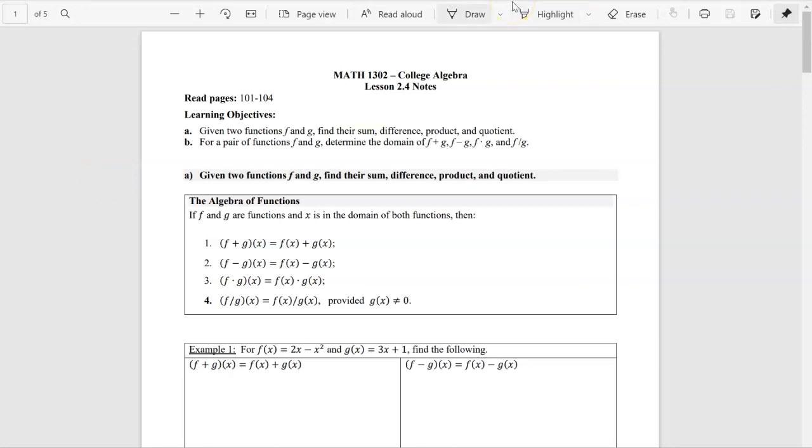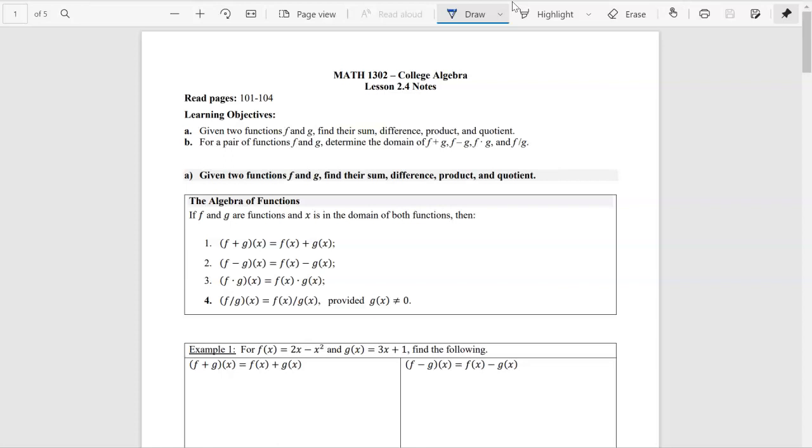Okay, so 2.4 is going to cover: given two functions, f and g, find their sum, their difference, their product, and their quotient. And for a pair of functions f and g, find their sum, determine the domain of their sum, the difference, the product, and the quotient.